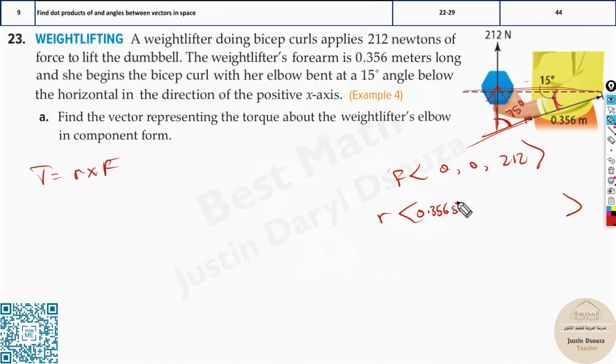This one, the first one, will be 0.356 sine 75 degrees. And 0, and then over here 0.356. And what is this? A cosine, because it's along the x-axis, z-axis, right? So it's 75. So that's it. Now this is the positive x-axis going towards the resultant. Over here you can see this one and this one. That's the resultant vector. So now we have to just find the cross product of these both.